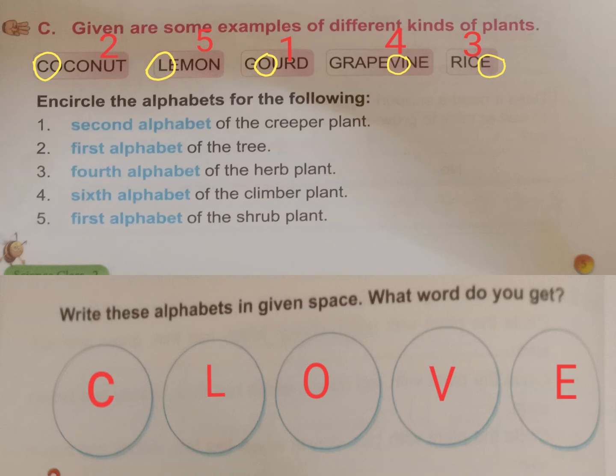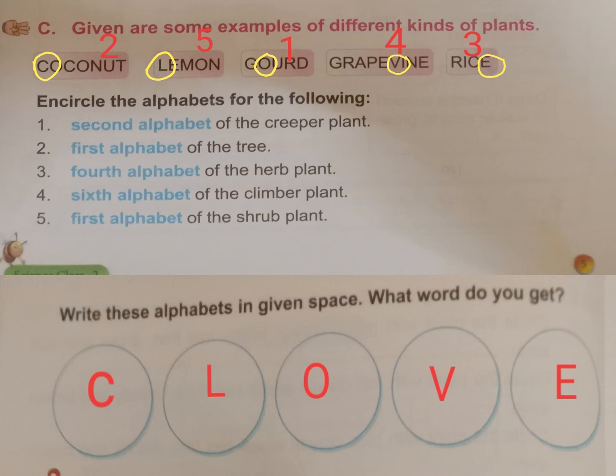Okay. Fifth one, first alphabet of the shrub plant. In this example, we have a shrub plant, that is lemon. You want to circle the first alphabet. What is the first alphabet? L. Okay, if you want, look at the screen.